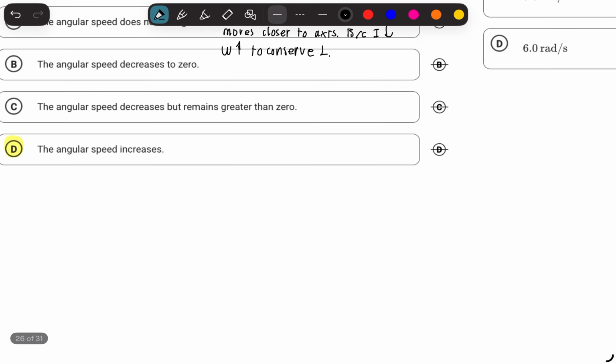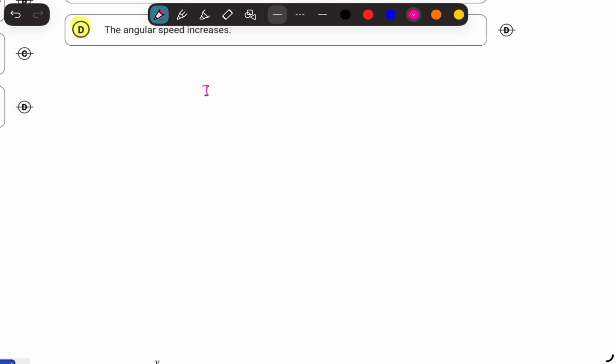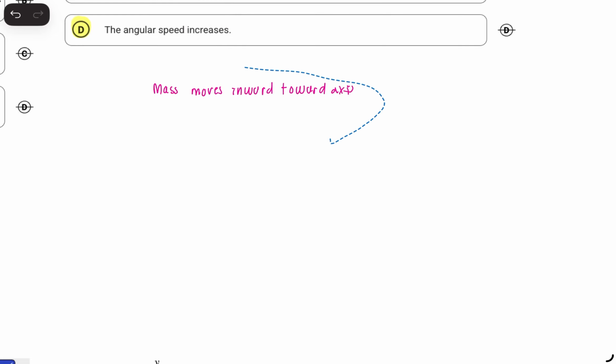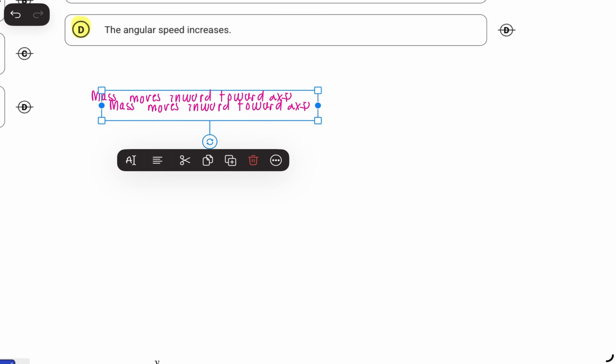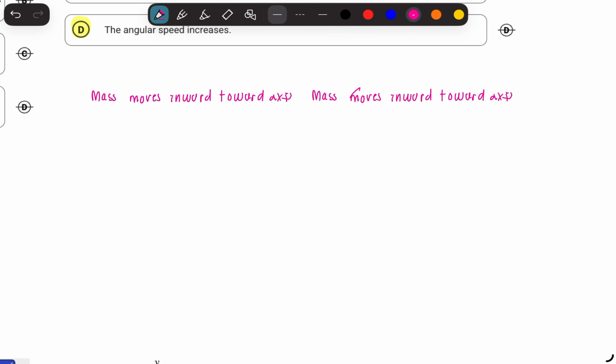So a rule you can write down is when you go inward, when mass moves inward toward the axis, and also when mass moves outward.